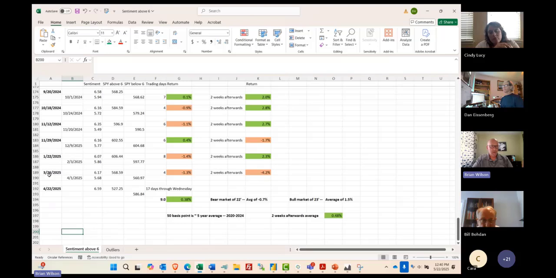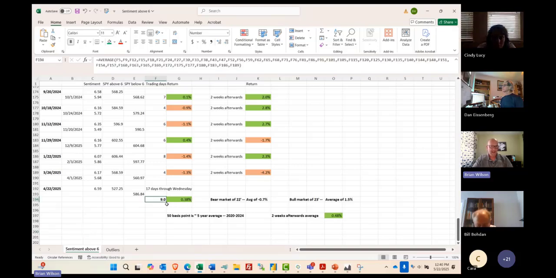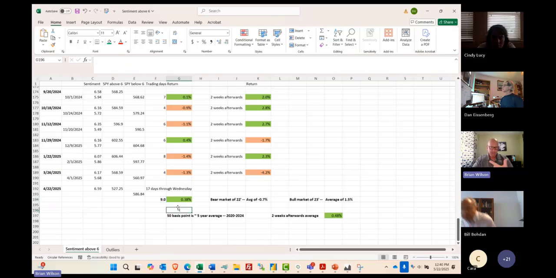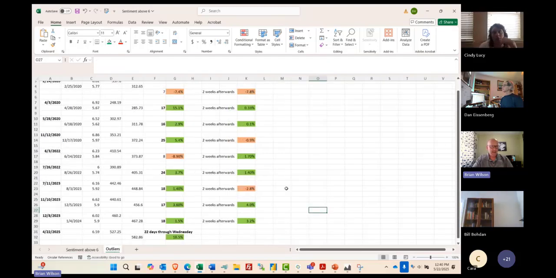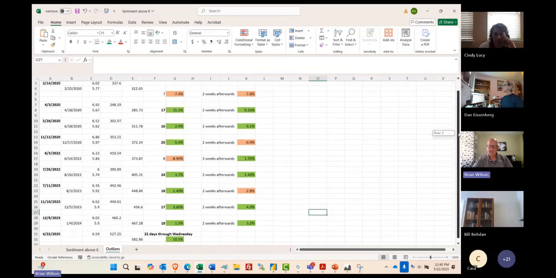What this worksheet looks at is when does the market move above the red line? When does it move back below it? What's the market returns during that time frame? There's that 40 basis points that I just quoted to you. There's the 9 trading days between red lines. And I shared this with you last week.